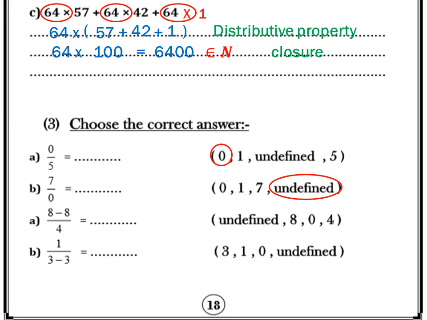And here in letter A again, 8 minus 8 over 4. Put it on your calculator. It will be 0. And now here in letter B, 1 over 3 minus 3. Put it on your calculator. It will be math error, which means undefined.